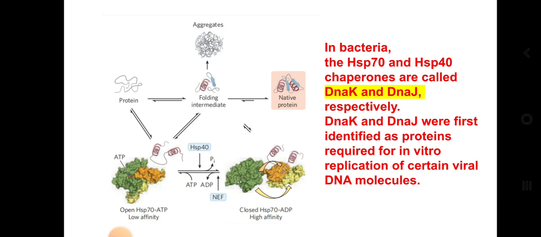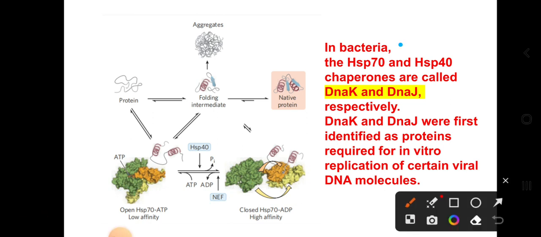Now, what is important for you guys is, in bacteria, HSP70 and HSP40 are called as what? DnaK and DnaJ. So DnaK is what? HSP70, and DnaJ is HSP40. These are counterparts. HSP70 is present in eukaryotes, and its similar counterpart in E. coli is known as DnaK, whereas HSP40 is present in eukaryotes and its similar counterpart in your prokaryotes is called DnaJ. DnaK and DnaJ were first identified as proteins required for in vitro replication of certain viral DNA molecules. So these are called DnaK and DnaJ.